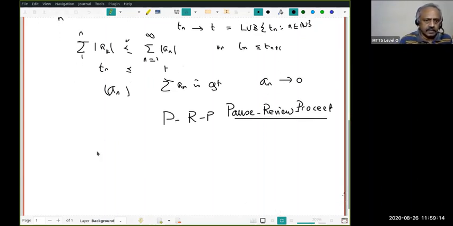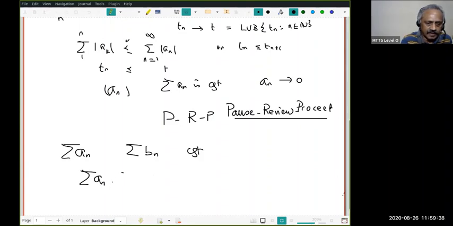Now, in the general algebra of convergent series, you would have talked about sums, scalar multiples, comparison tests, etc. But suppose I have two series, summation a_n and summation b_n, both convergent. Do you remember what it means to say convergent? I want to define the product. Suppose this converges to A and this converges to B, then I want to define the product so that it also converges and the sum is AB.